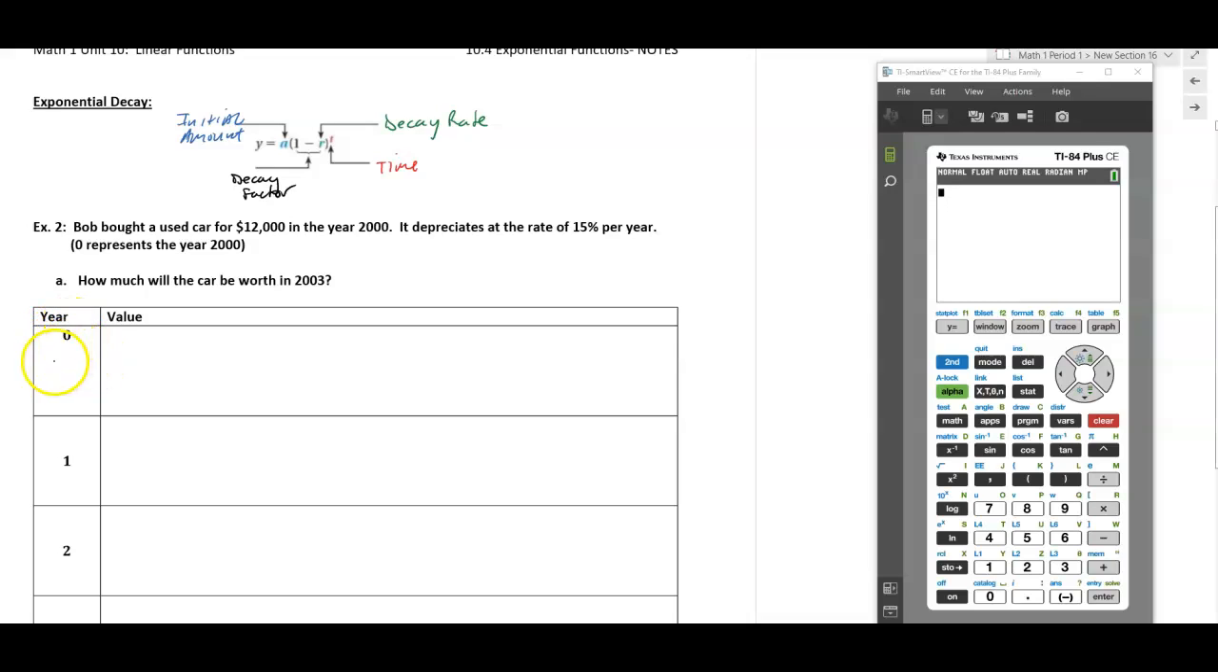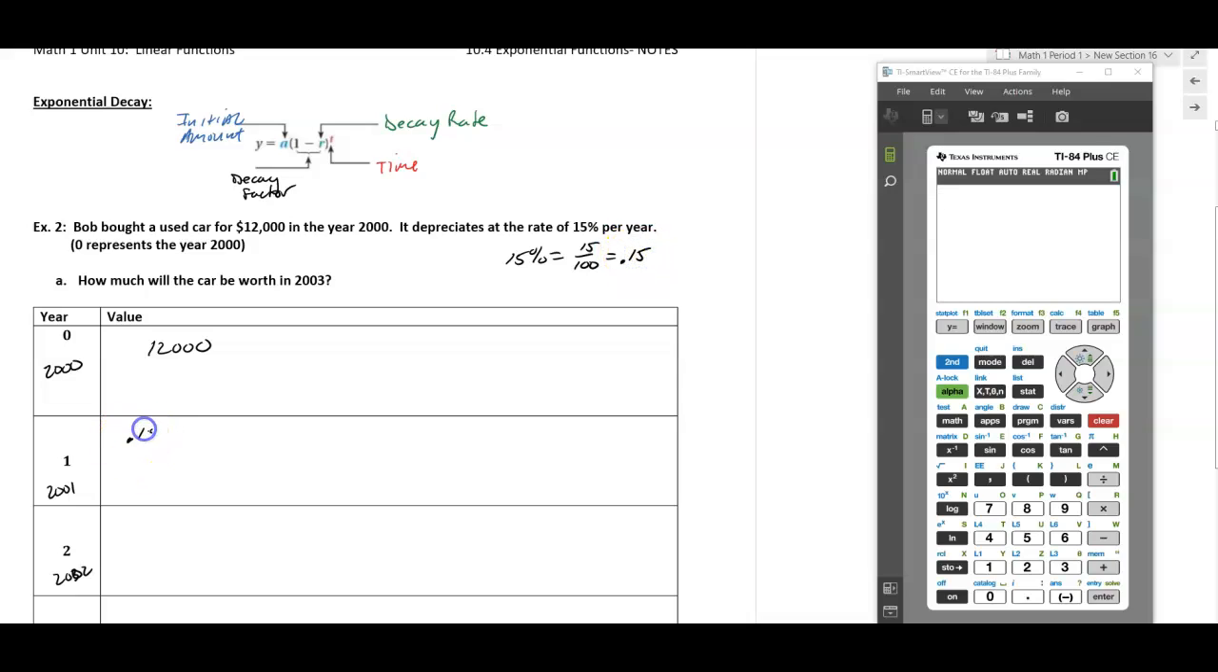So year 0 is basically the year 2000. Year 1 is the year 2001, 2002, and so on. So the value in 2000 we know is $12,000. But the next year, it's going to be worth 15% less. So if I convert 15% to a decimal, 15 divided by 100 would give me 0.15.